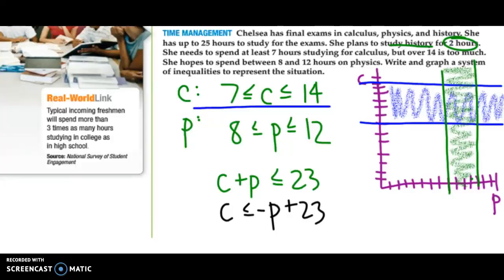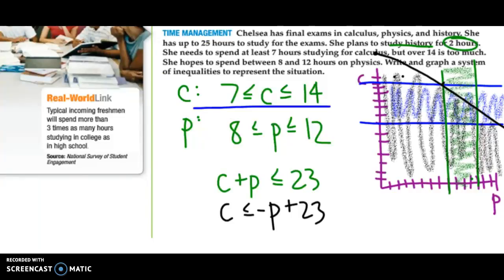Okay, so if we think of that in x and y, it starts at 23, which would be up here, and I go down 1 over 1, down 1 over 1, down 1 over 1. Okay, and so it's going to be like that. And then it's got to be less than that, so I'm going to shade that again in a different color.